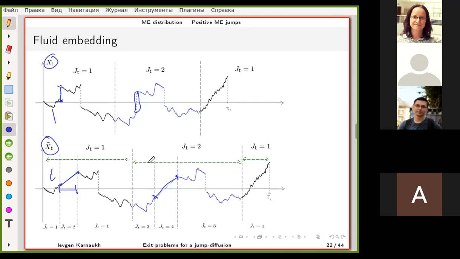Of course, you can use fluid embedding only if we can assume that this segment can be split into some parts, each of which has an exponential distribution. In this case, we will have exponential times, so our environment will change at exponential moments, and the structure of our process will be unchanged. I mean, if we have Markov additive processes here, we will also have Markov additive processes.